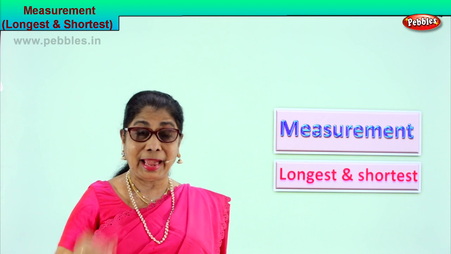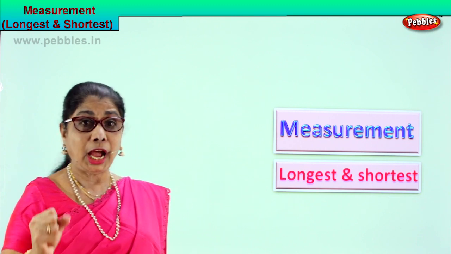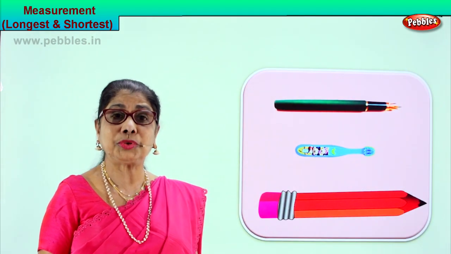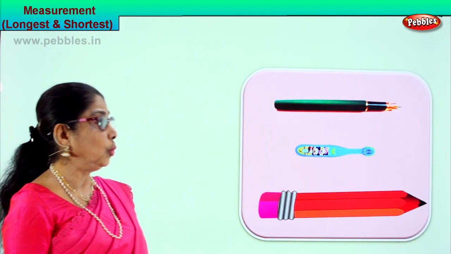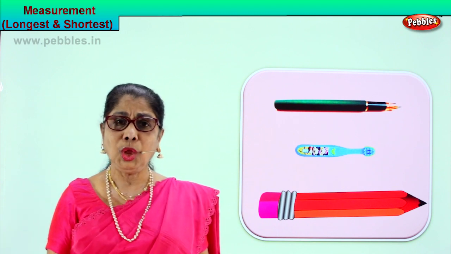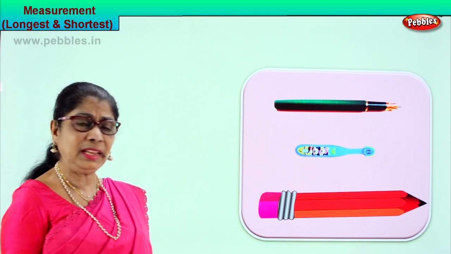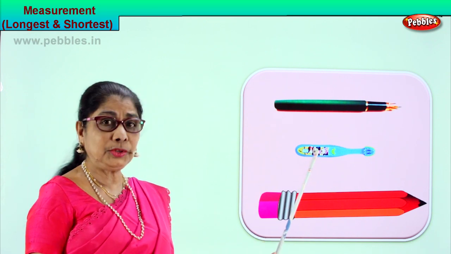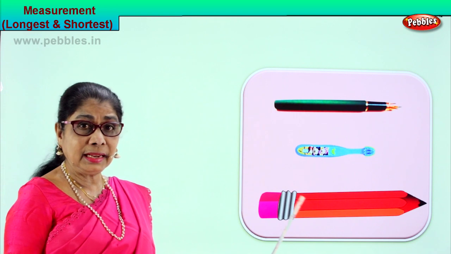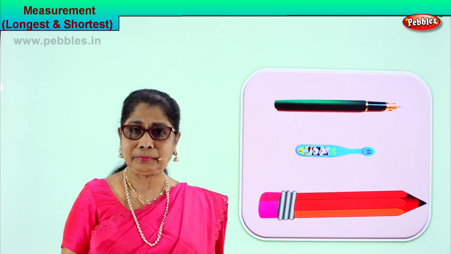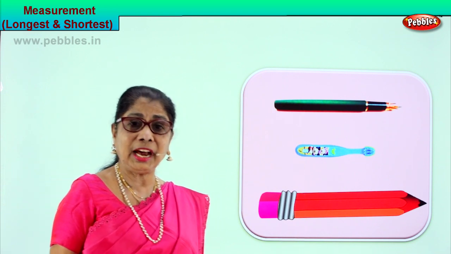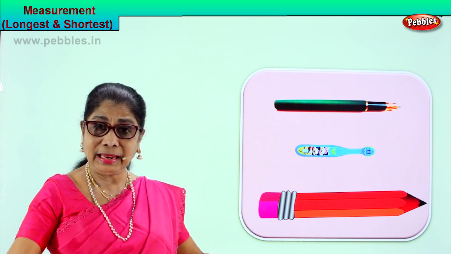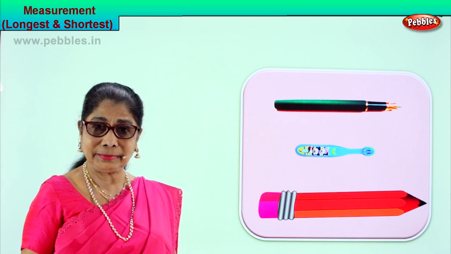Okay, so we are going to have pictures only, observation. Let's look at our first pictures to compare. Look what you have here. We have three items. Can you see? What is the first one? A pen. Yes. A toothbrush. Yes. A huge pencil. All three are of different length. Yes. We are looking at how long it is.